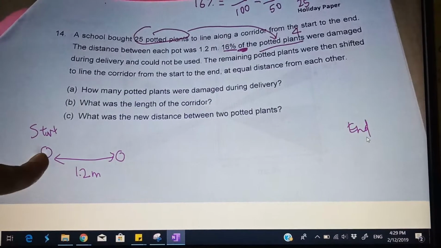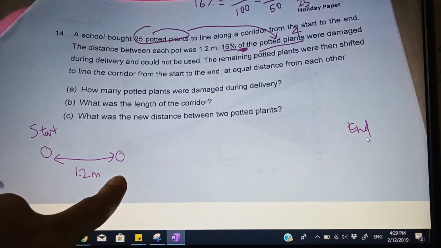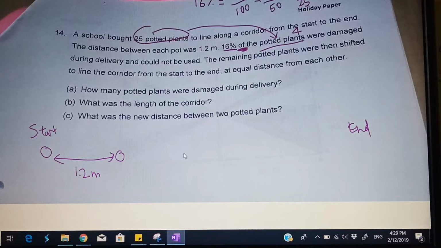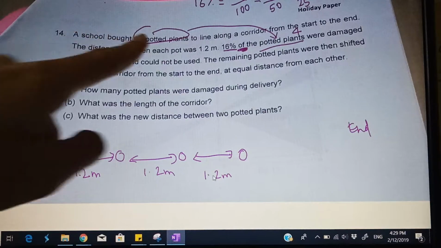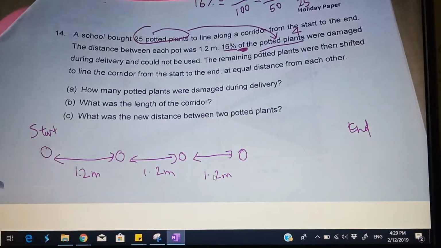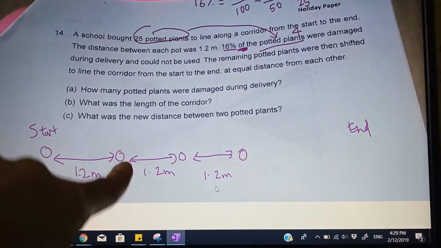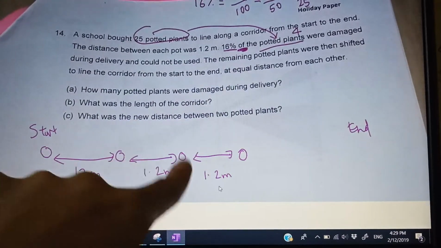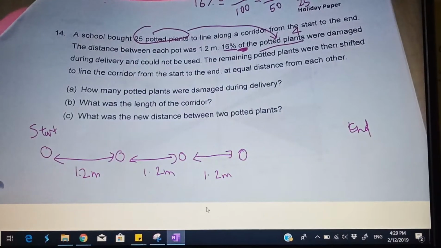So they put one pot over here, then leave a 1.2 meter gap, then you put another pot. Then you leave another 1.2 gap, then you put another pot. And then it keeps on repeating until they finish putting 25 potted plants, okay? So how many potted plants do you see right now? 1, 2, 3, 4. 4 potted plants.